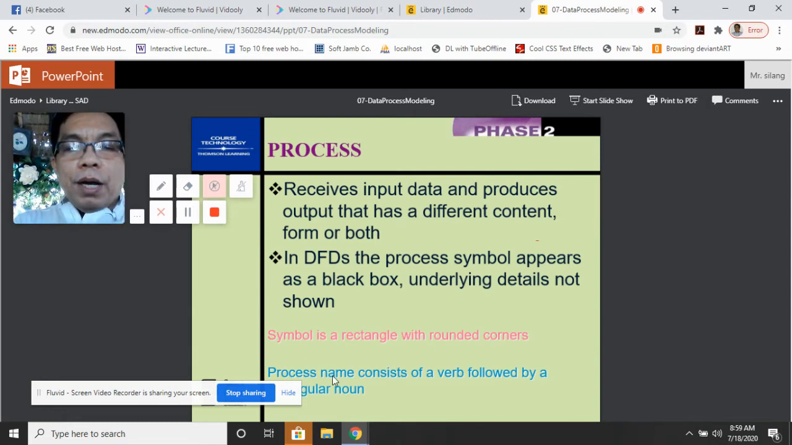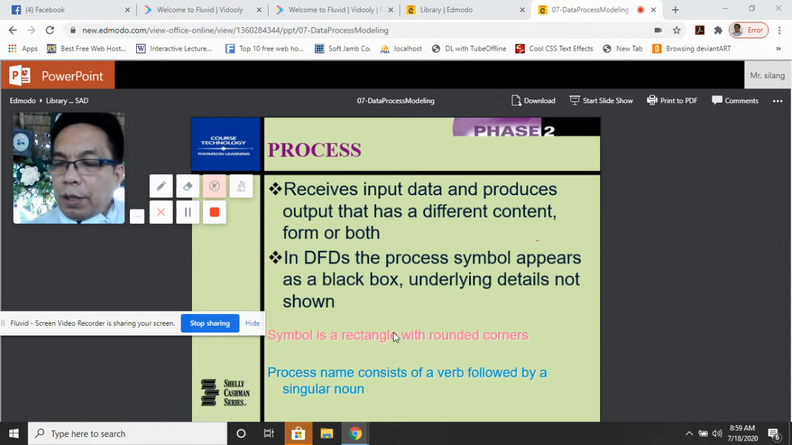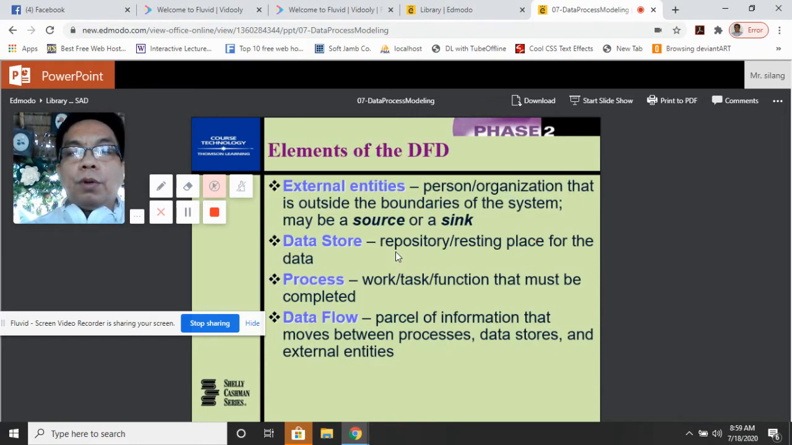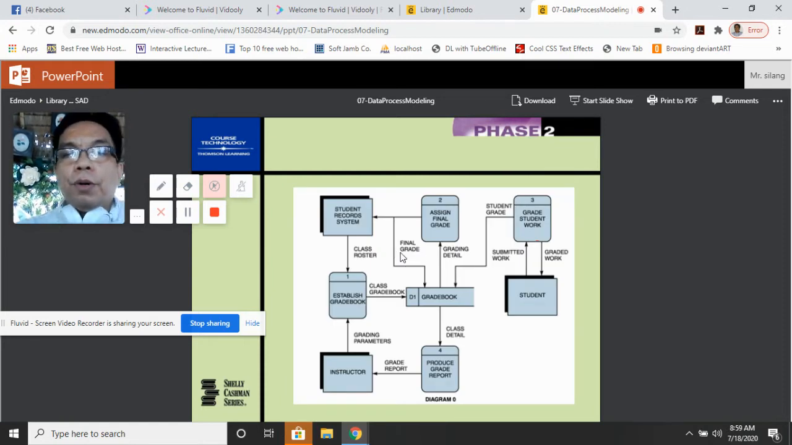The process name consists of a verb followed by a singular noun. Now let's try to look at the previous diagram. So what are the process symbols here? We have four process symbols. And according to our rule, the labels will be a verb followed by a singular noun.